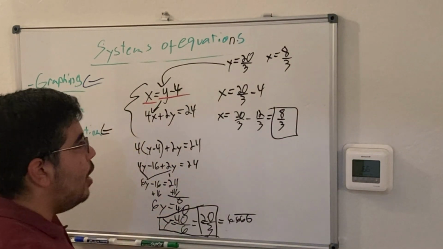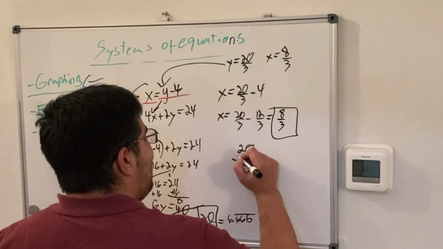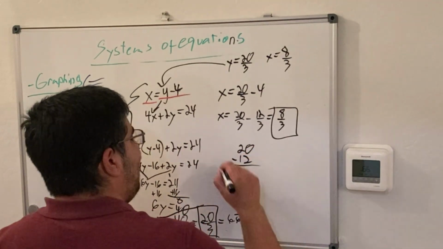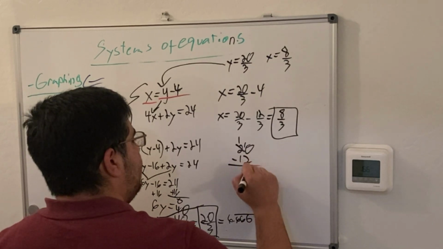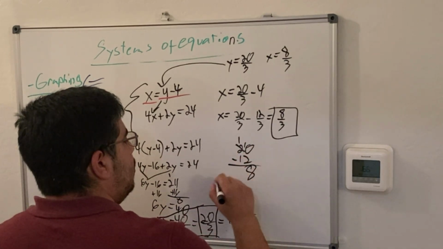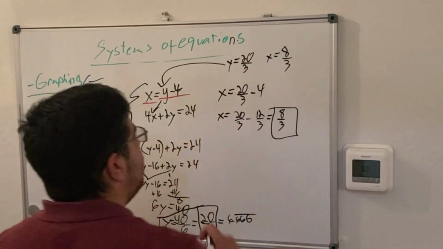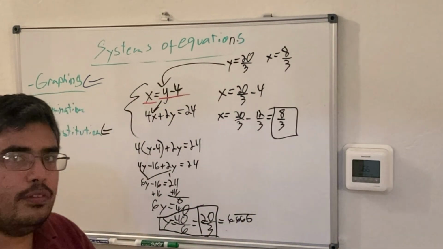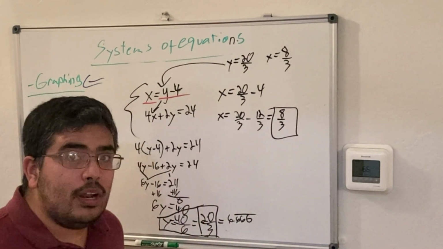Just to confirm, I don't have a calculator to check it, so I'm going to do it by hand. 20, we borrow from that, it's going to be 8. Yeah, it's 8. I was right. Always confirm your work. Even though you can do it in your head, always confirm your work, especially on the test. You don't want to get that wrong.